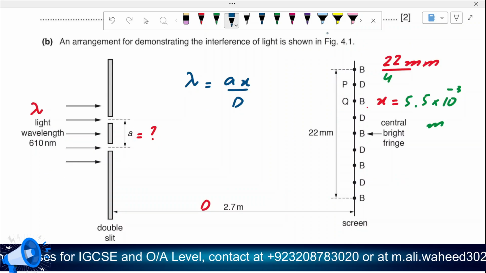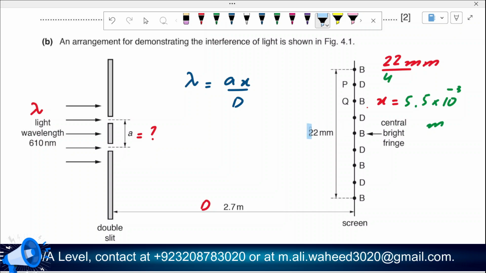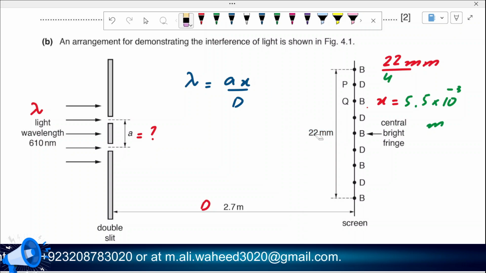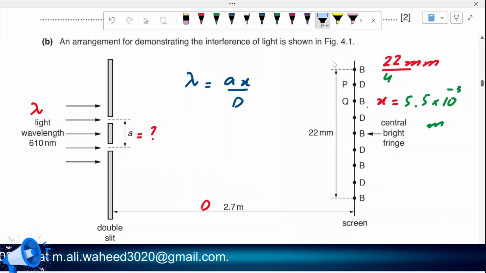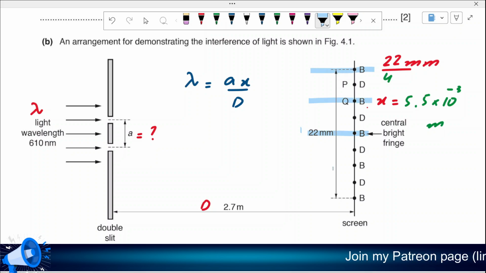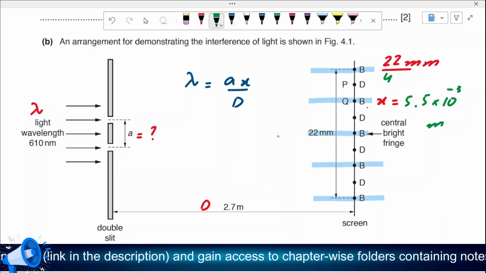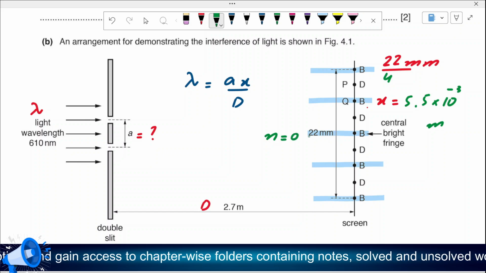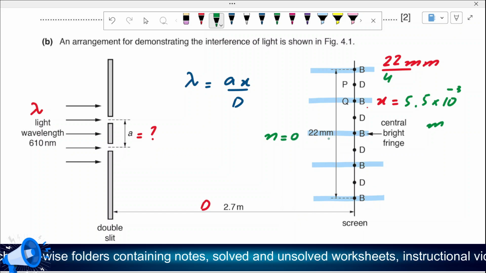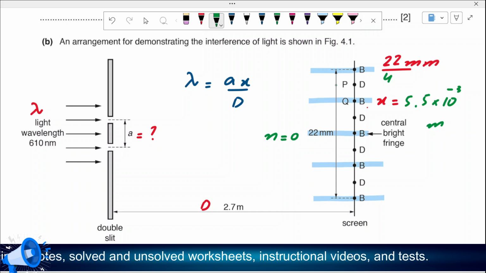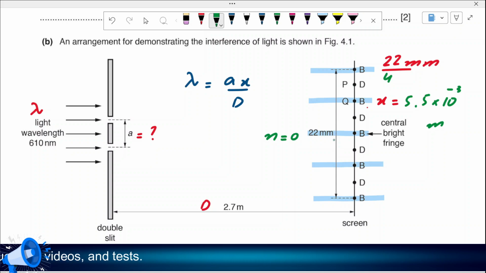So basically what we have is, this is a central bright fringe. I'll try to label the bright with the highlighted one. Let's go this way. This is a bright fringe, and then this is a bright fringe, and then this is a bright fringe, and then this is a bright fringe, and then this is a bright fringe. So this one is the central bright fringe, which is n equals to 0.